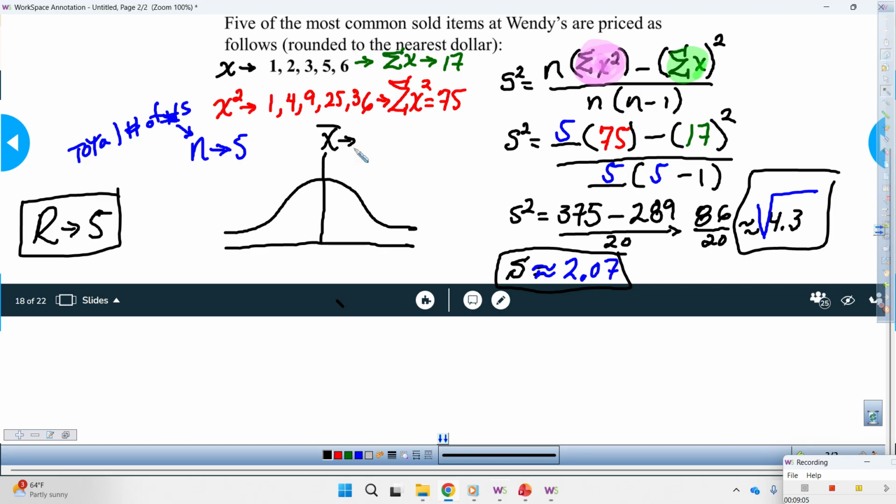And we said that the mean was what on the warm-up? What was it? 3.4. 1 standard deviation up, 2.07, so that's 5.47. And the other way is 1.33.